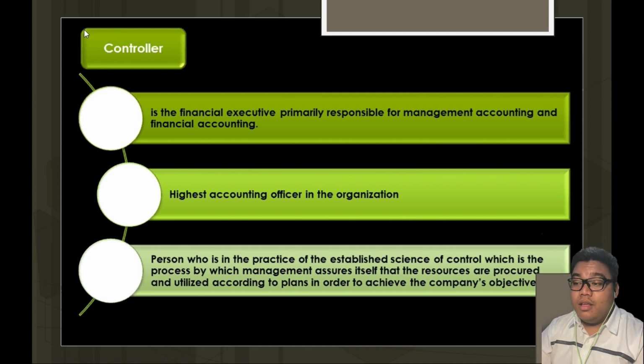So what is control? It's the process by which management assures itself that the resources are procured and utilized according to plans in order to achieve the company's objectives. So it's not simply recording and reporting transactions. The controller is also the one on oversight, making sure that records are properly prepared so that they can be released and reviewed by interested parties in a timely manner.